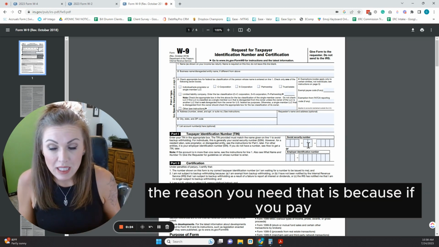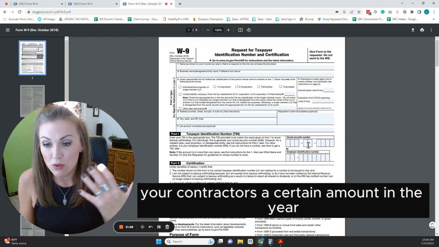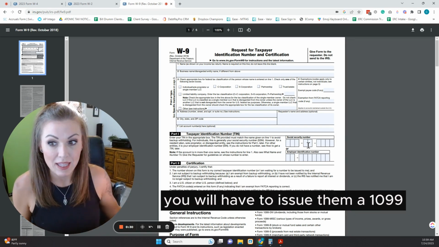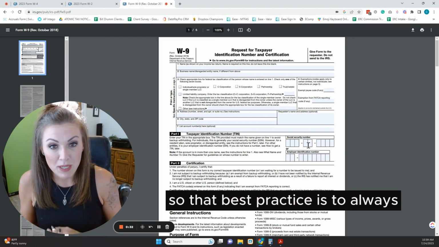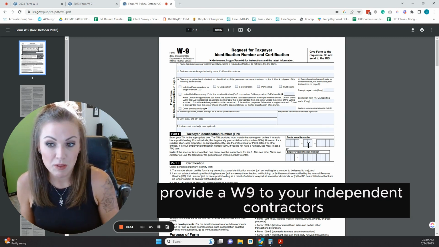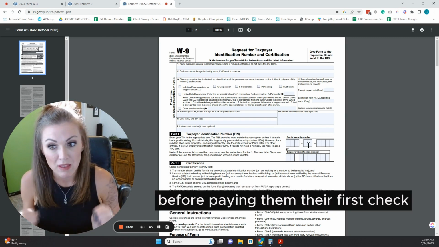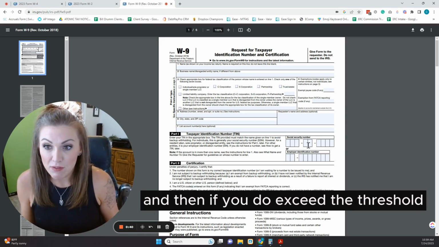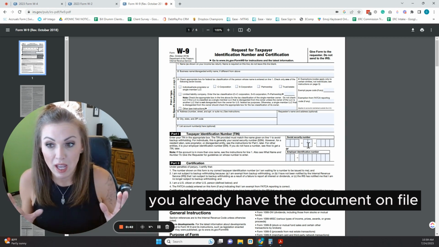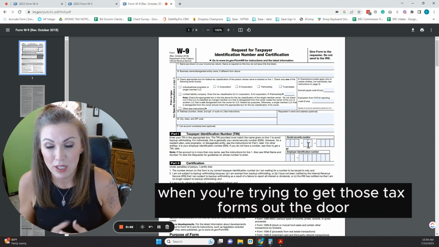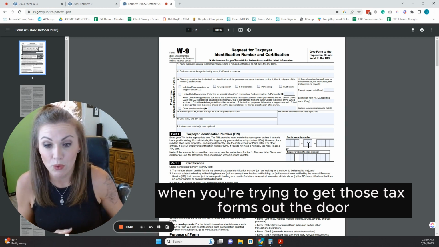The reason you need that is because if you pay your contractors a certain amount in the year, you will have to issue them a 1099 at the end of the year. So best practice is to always provide a W-9 to your independent contractors before paying them their first check. And then if you do exceed the threshold, you already have the document on file and don't need to request it at your end when you're trying to get those tax forms out the door.